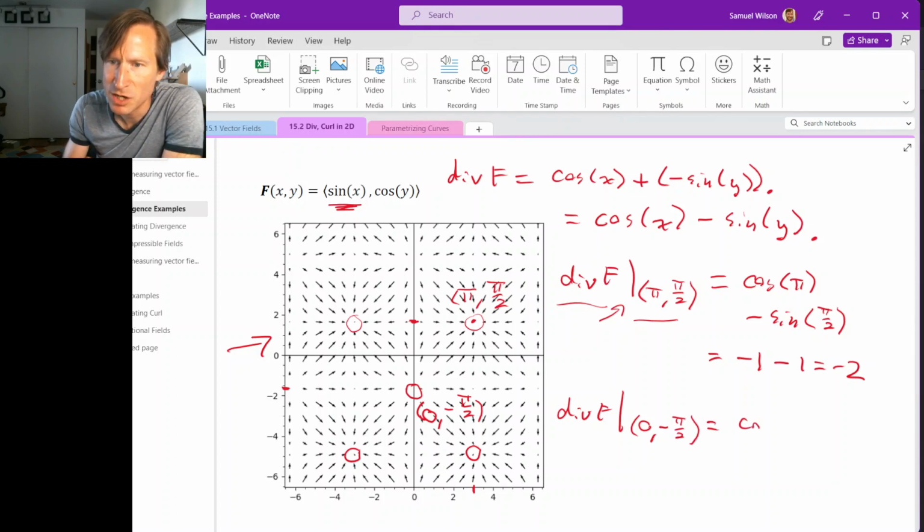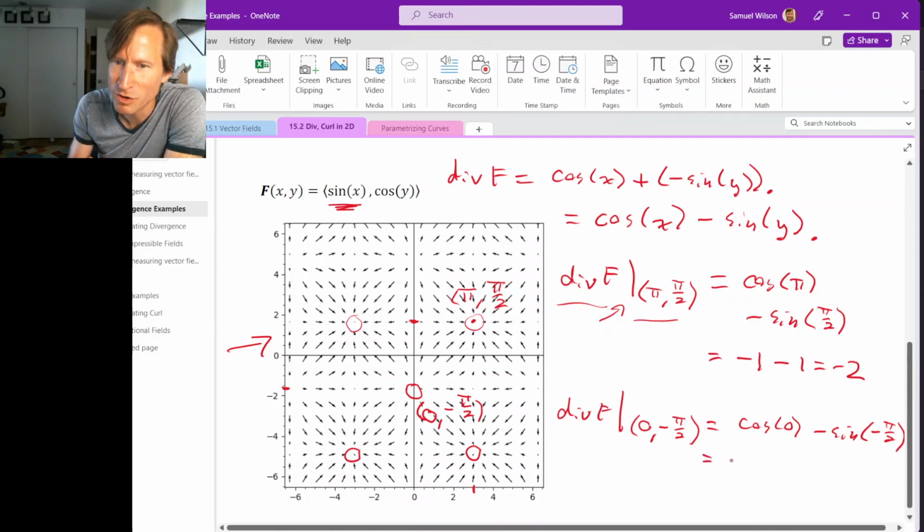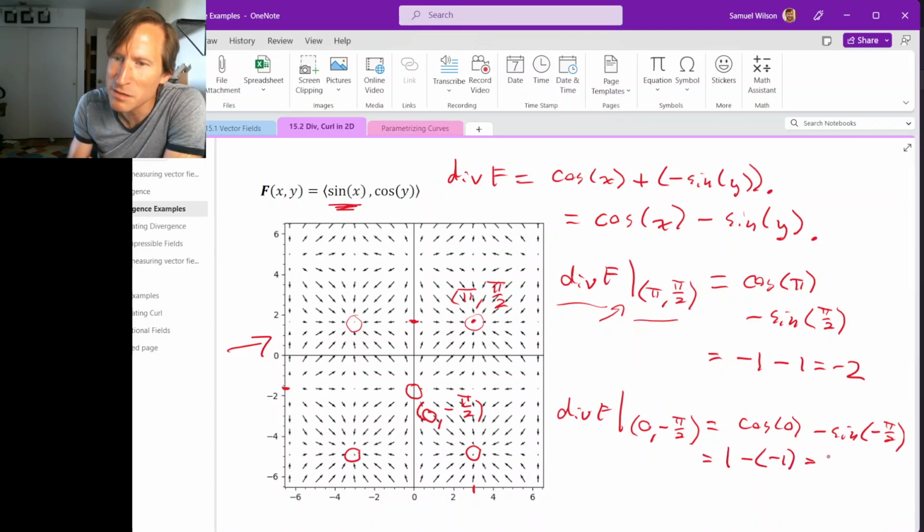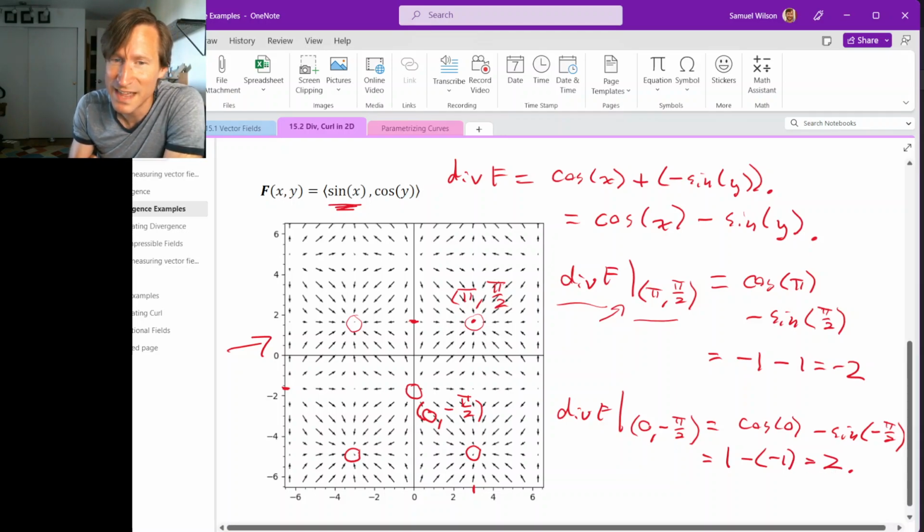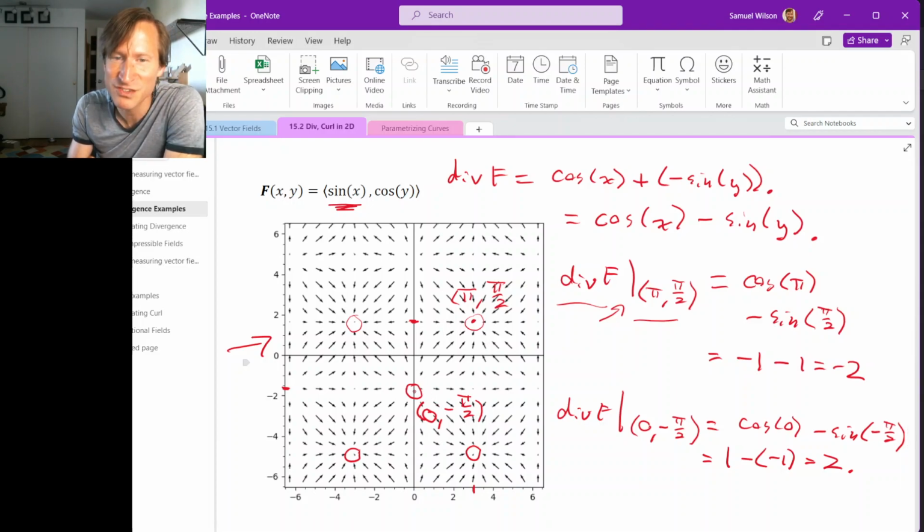So that's going to be cosine of 0 minus sine of minus pi over 2. So cosine of 0 is 1, minus sine of minus pi over 2 is minus 1. So that comes out to be 2, which is positive, right? So that verifies what we see on the graph, that this vector field is flowing away from this point.